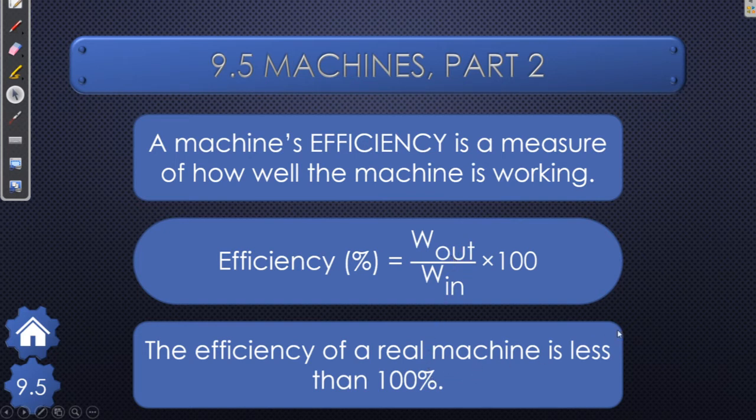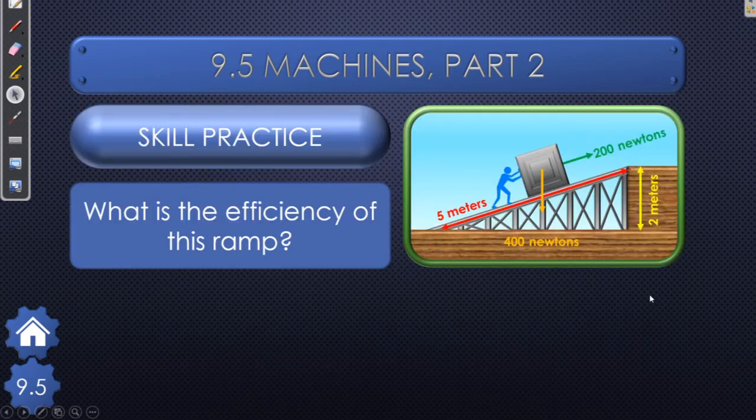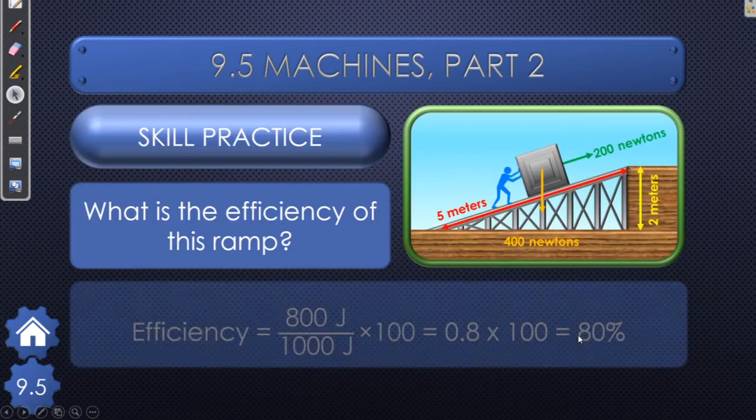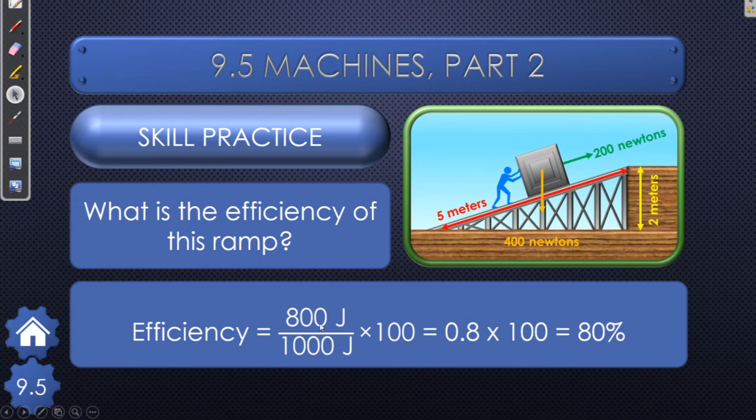So back to our friend Frank pushing the box up the ramp. To calculate the efficiency, we take the work output. Well, we just figured out that the work output was 800 joules. It was 400 newtons times 2 meters. Divided by the work input, which is 1,000 joules, or 5 meters times 200 newtons. 800 divided by 1000 is 0.8, and then we multiply that by 100, which just moves the decimal 2 places to the right and gives us our final answer of 80%.